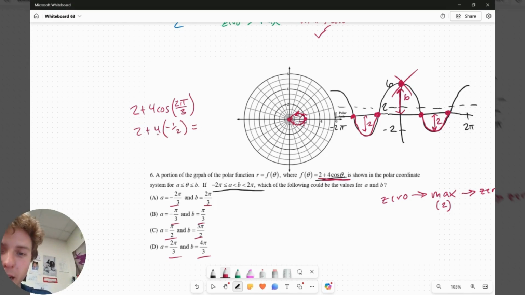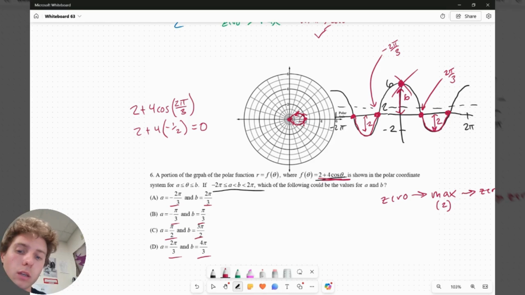So if we simplify that, 2 plus, that'd be -2. That does give us 0. So this 2 pi thirds is a value of 0. In fact, on our graph, it is right here. The -2 pi thirds one then, using our symmetry of these graphs, would be that one.